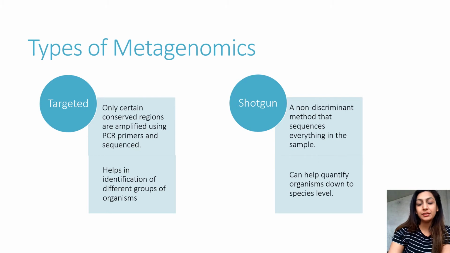The second type of metagenomics is shotgun metagenomics. It is a non-discriminant method that sequences everything in that sample. Irrespective of the desired gene we are looking for, it will just sequence everything. It will give us a lot of data and help us quantify organisms even down to the species level.